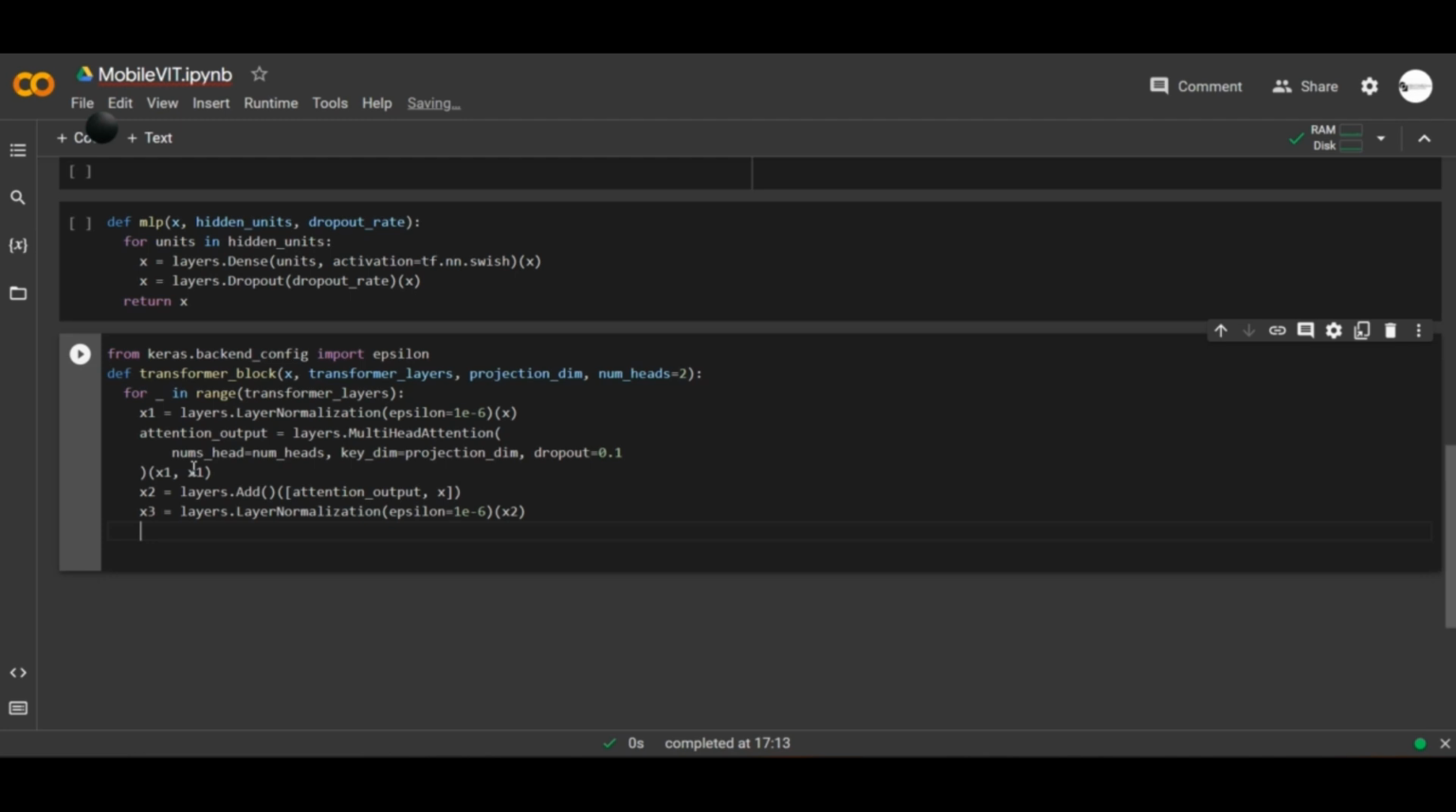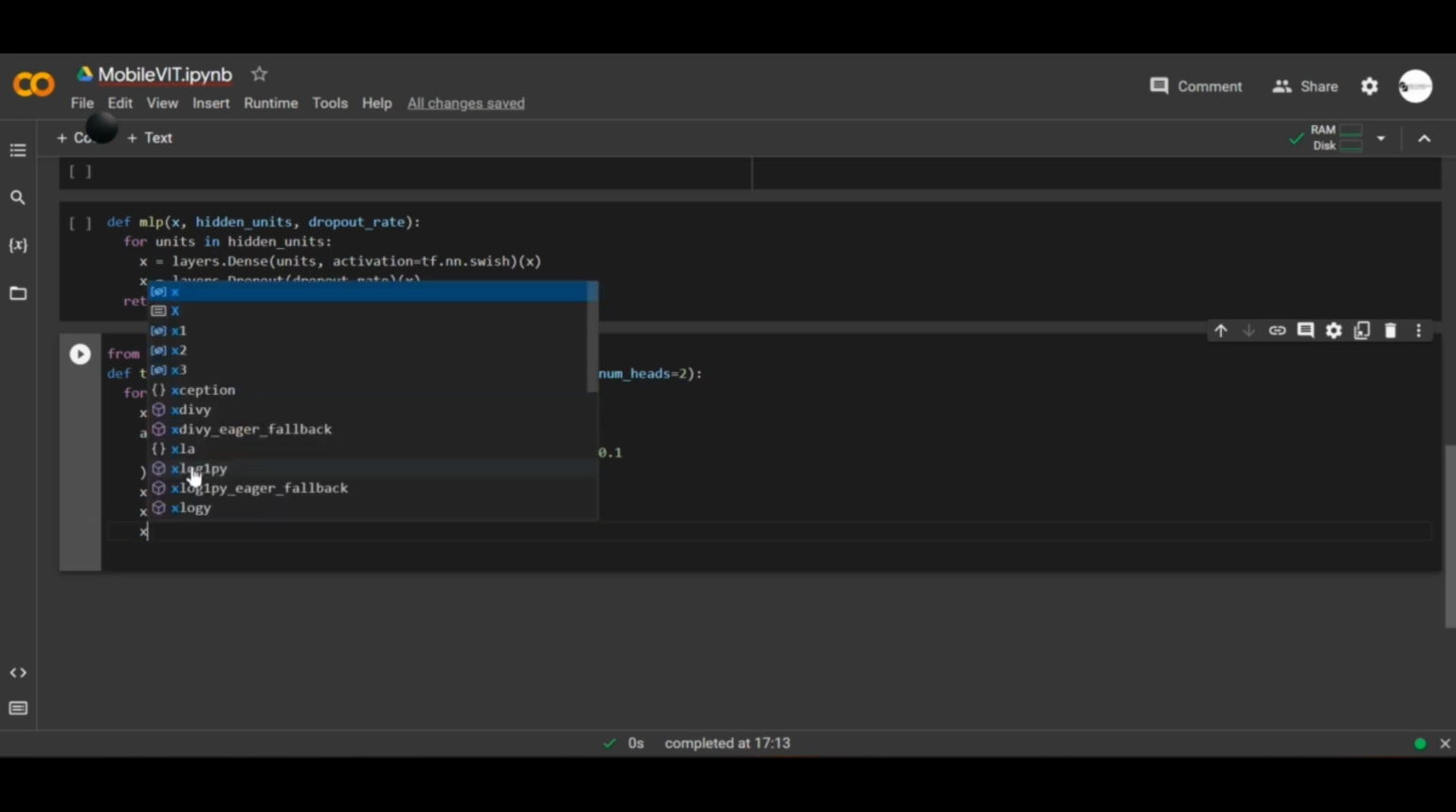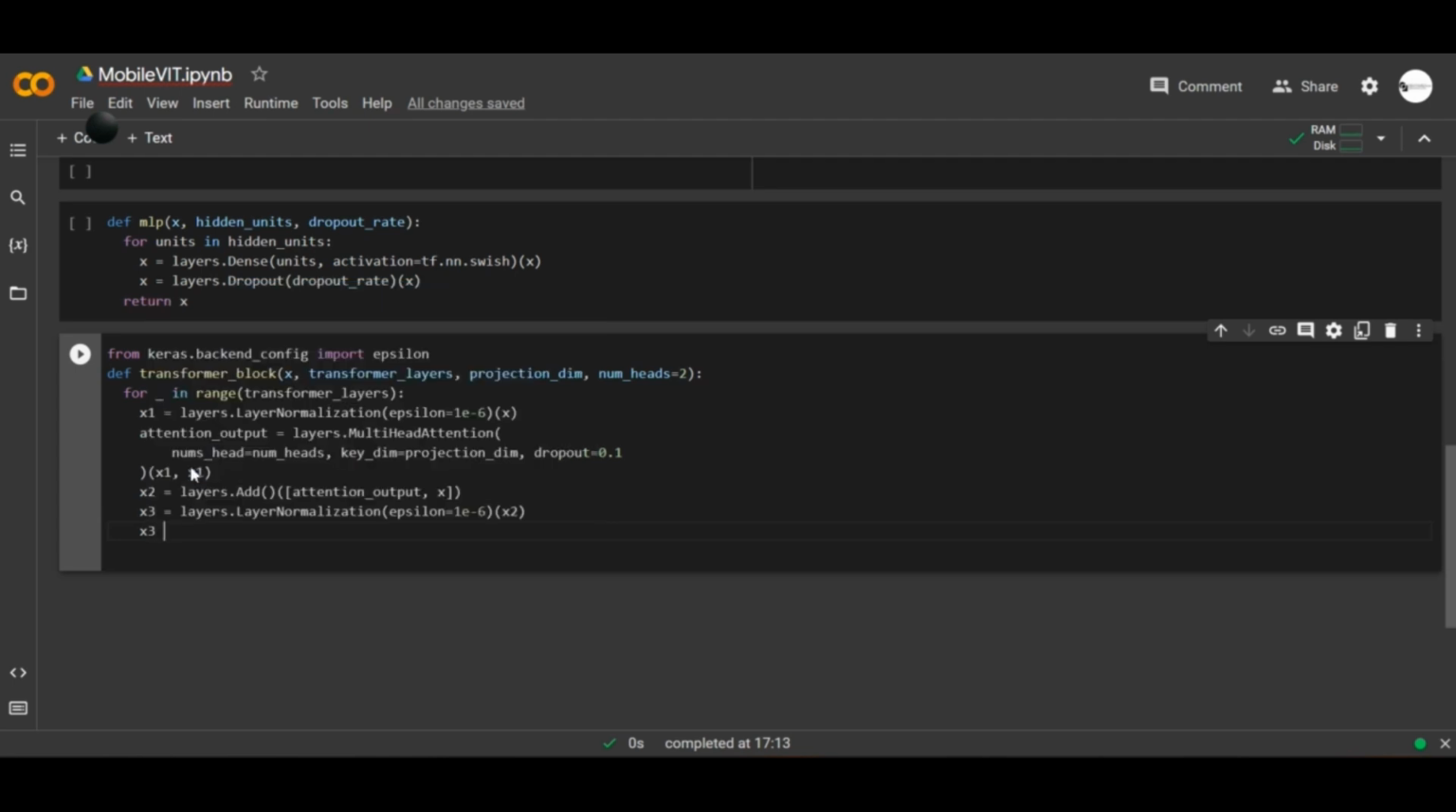Then what we do now is apply the multi-layer perceptron which we built. So it's going to be x3 equals to, so did we pass it in? Yeah, we passed it. Okay, that's fine. I'm gonna say x3 equals to a multi-layer perceptron. We take x3 here, then we say hidden units equals to x dot shape.